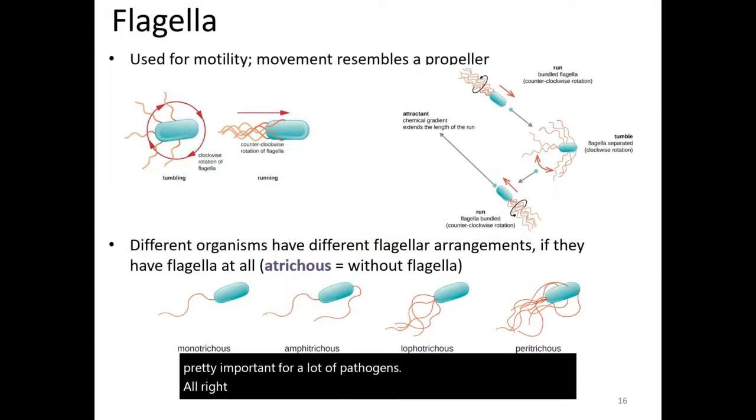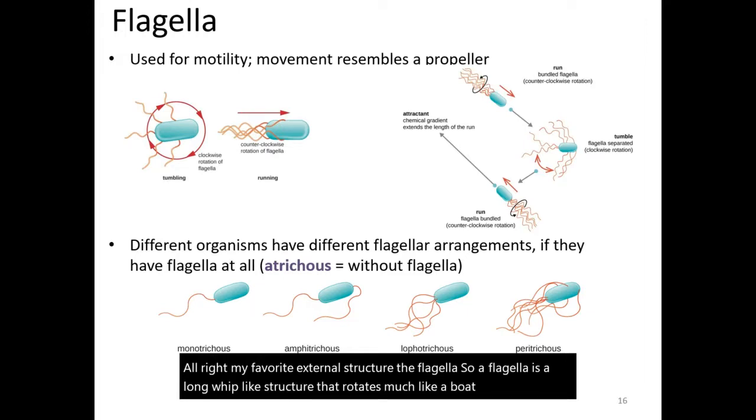All right, my favorite external structure, the flagella. A flagella is a long whip-like structure that rotates much like a boat propeller, okay? And so it helps propel the bacteria through the environment. As we'll talk more about in a minute, some bacteria don't have flagella. Remember, this is an accessory structure, but there are different arrangements of flagella that a bacteria can have. But whether it has a single flagella or a ton of flagella, they all move, okay, kind of in one direction, again, like a boat propeller.